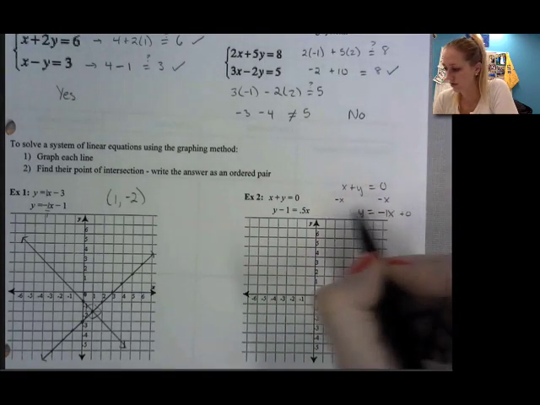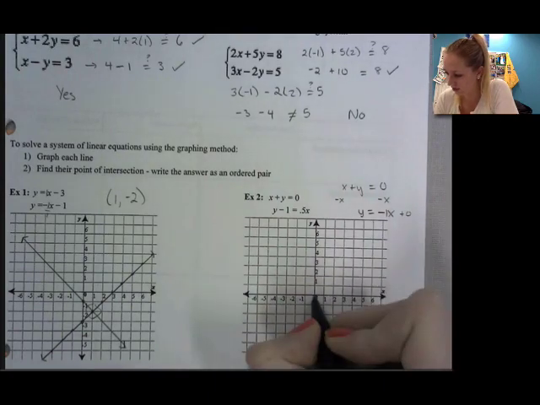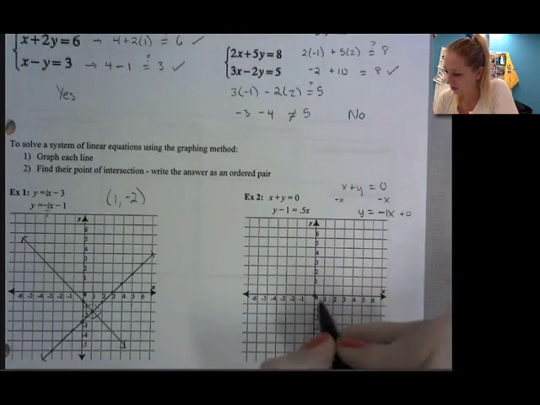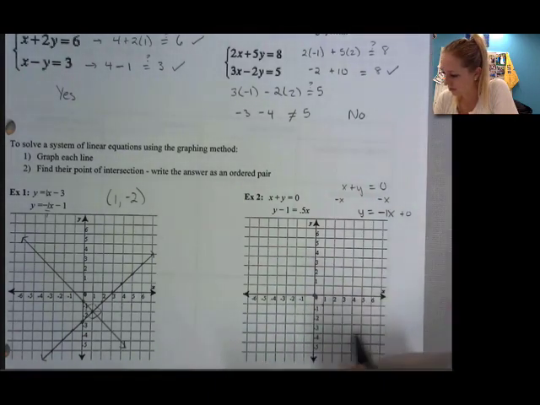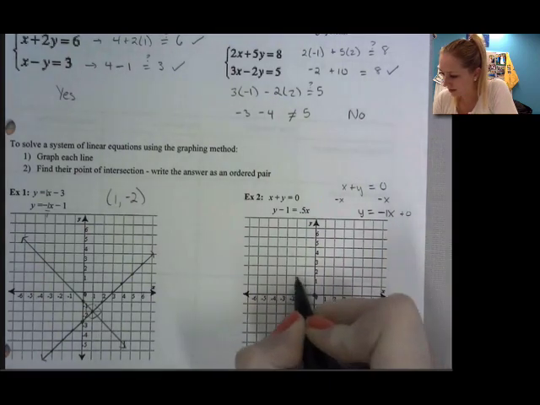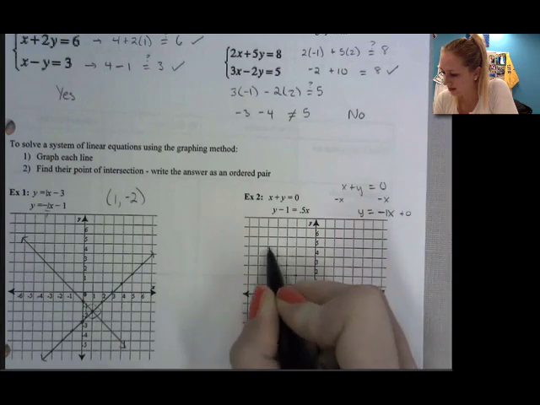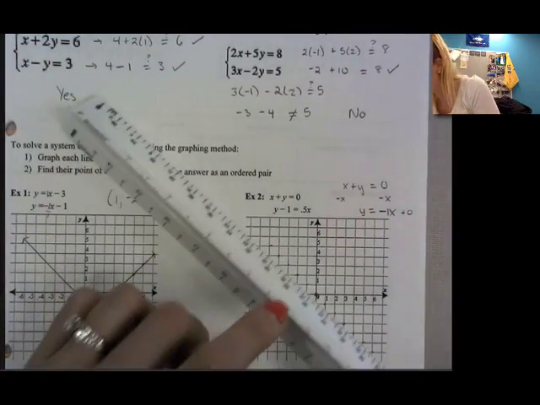So this is one of the equations. Y-intercept of 0, slope of negative 1. So down 1 over 1. And again, I'm going to keep the pattern going just so I can make my line accurate. Using a ruler makes it even better.